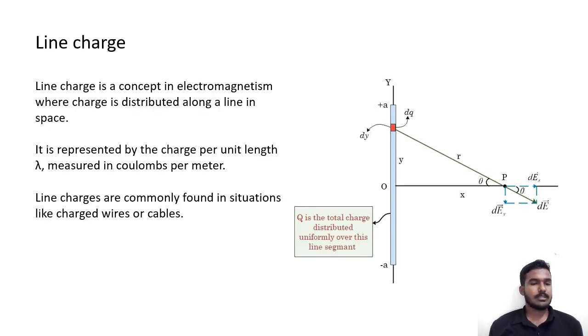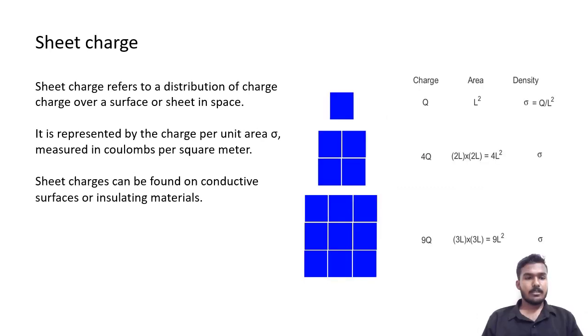Next is line charge. Line charge is a concept of electromagnetism where charge is distributed along a line in space. It is represented by the charge per unit length lambda, measured in coulomb per meter. Line charges are commonly found in situations like charged wires or cables.